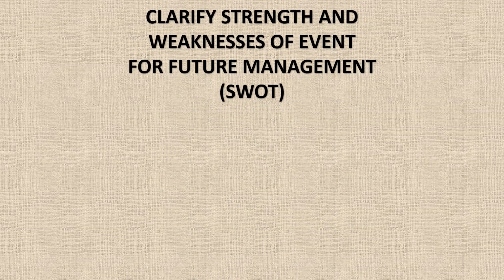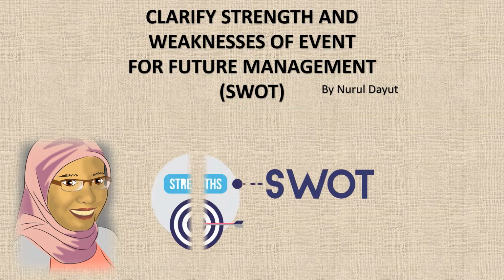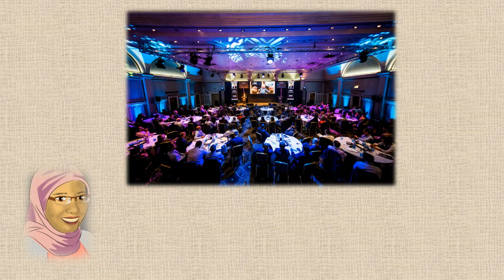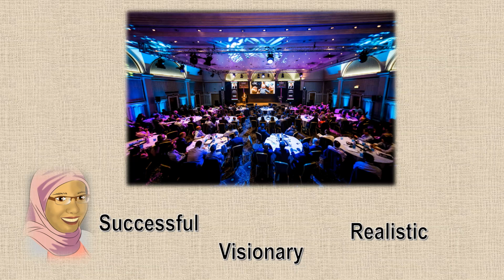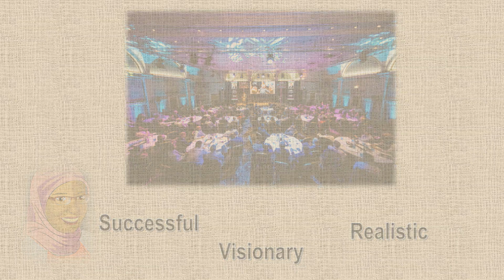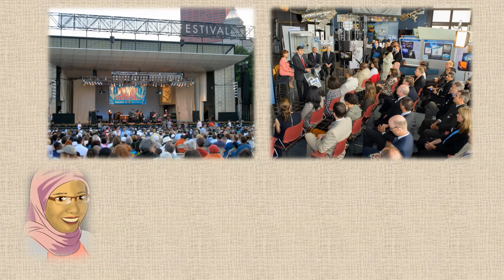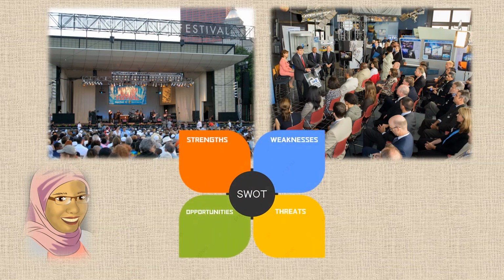Hi, I will explain about SWOT, which has four parts: strengths, weaknesses, opportunities, and threats of event for future management. SWOT is very important to manage our event successfully, visionary, and realistic. We must know how to identify strengths, weaknesses, seek out opportunities, and threats to handle a small or big event. This goes for creators of events, annual festivals, and small networking events alike. Any event can benefit from a powerful tool known as the SWOT.